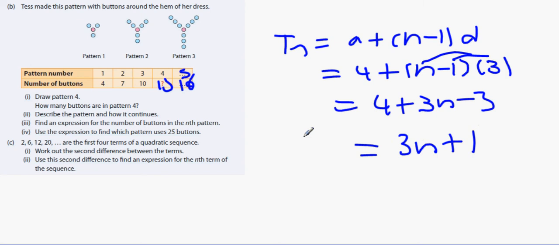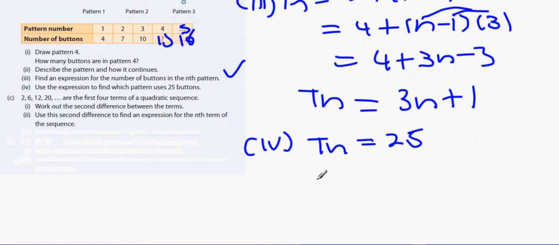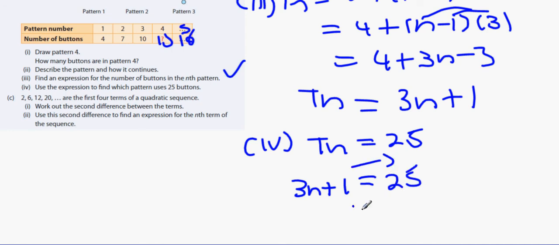Use the expression to find a pattern which uses 25 buttons. This means Tn equals 25. This is part 4. This part here is part 3. And what we have is Tn is 3n plus 1. It equals 25. Bring over the 1. 3n equals 25 minus 1, which is 24. n equals 8.